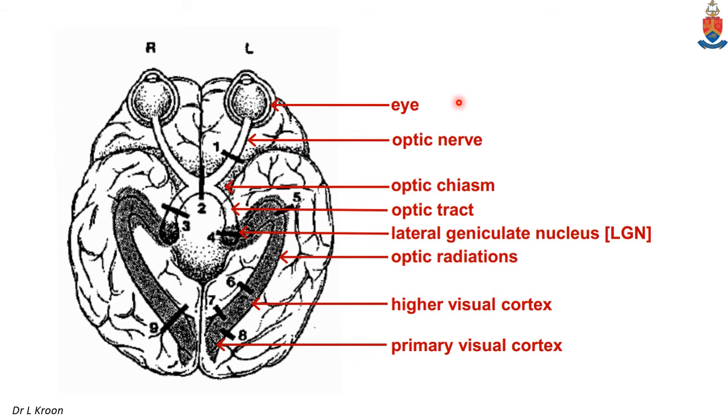So the visual information gets from the eye to the back of the brain, first by reaching the eyeball, then to the optic nerve, then to the chiasm, then to the optic tracts, as well as the lateral geniculate nuclei, then the optic radiations, and then to the primary visual cortex. The higher visual cortex is the area which governs higher visual order processing.